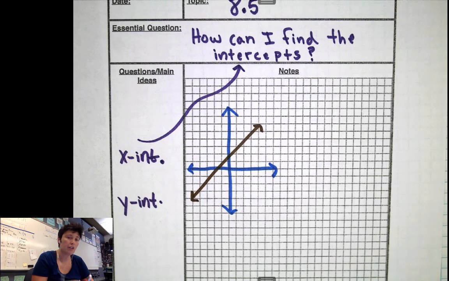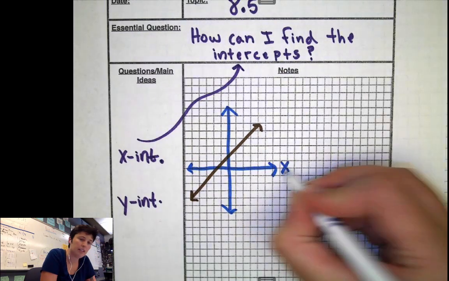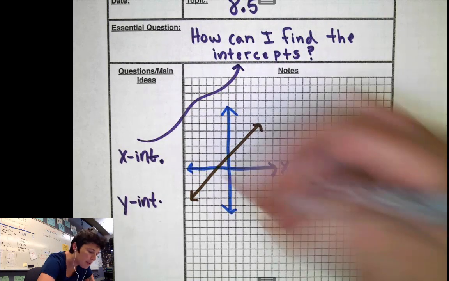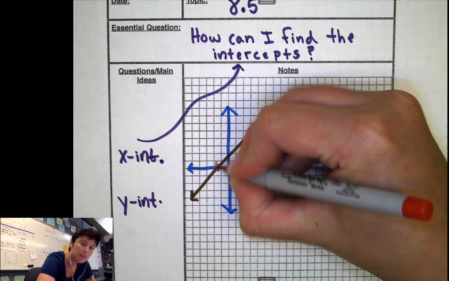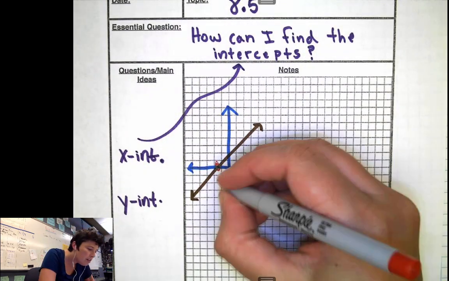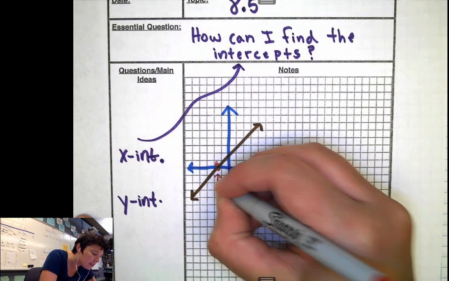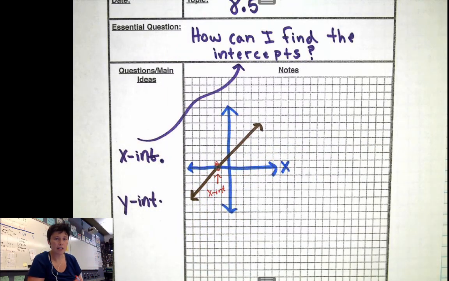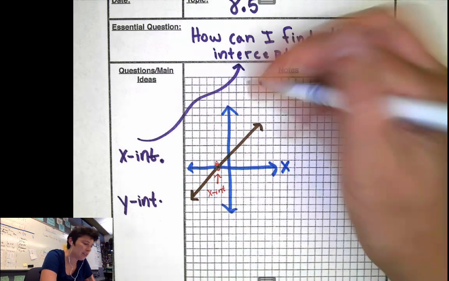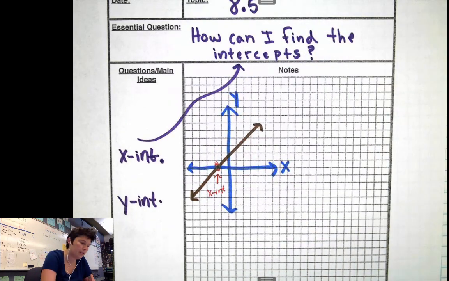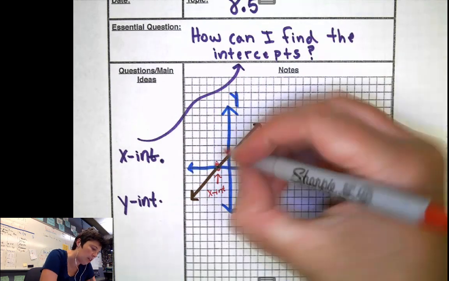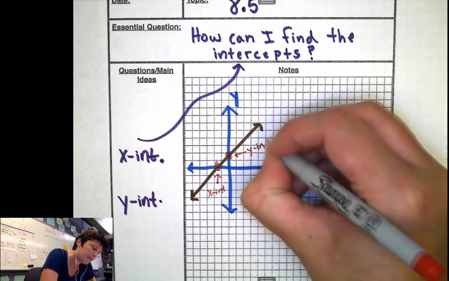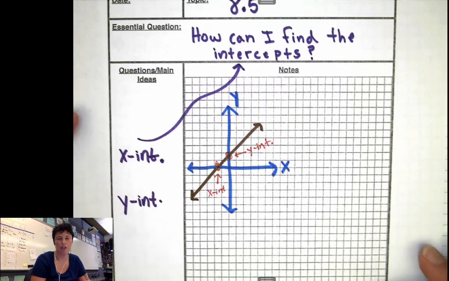So if you look at our graph, this is our x-axis. And if that's our x-axis, then our x-intercept is happening right here at wherever that point is, right at that location. So this spot is our x-intercept. I'll label that. And my y-intercept is going to be happening on the y-axis, which is this one. So my y-intercept is happening at this location right here. Y-intercept.